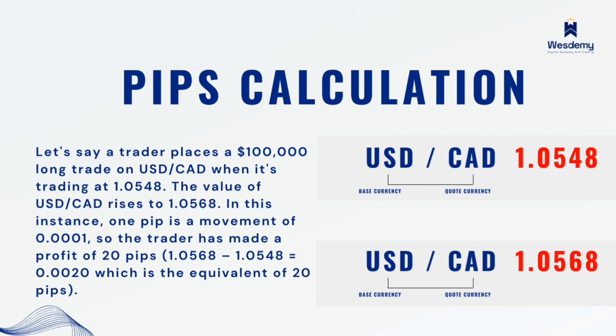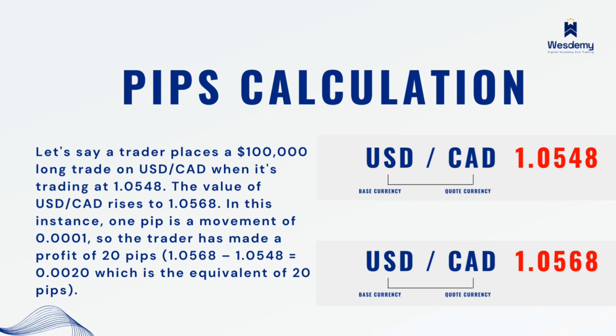All you have to do is subtract the initial price from the current price. Subtract the entry price, in this case 1.0548, from the current market price, which in this case is 1.0568. When you subtract it, you're going to have 0.0020. Now this is equivalent to 20 pips. Just take the last two numbers, disregard the zeros, and you're going to have 20 pips.